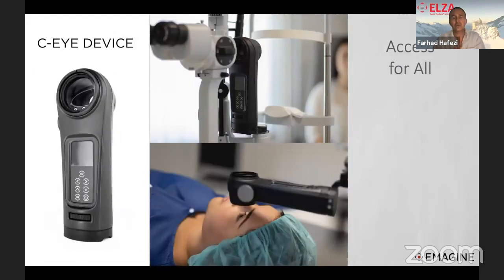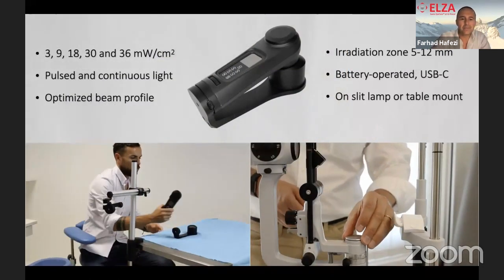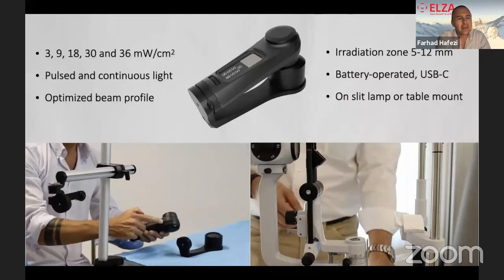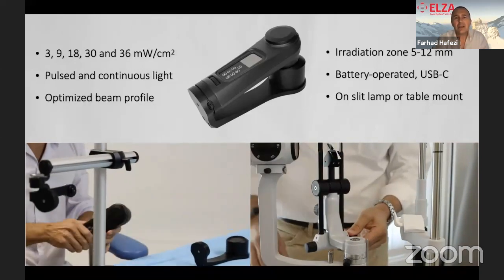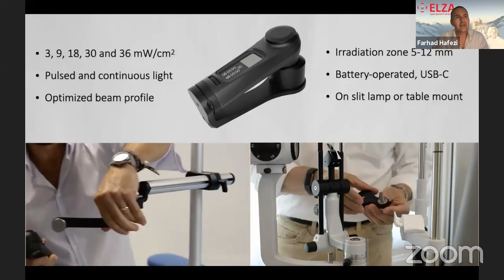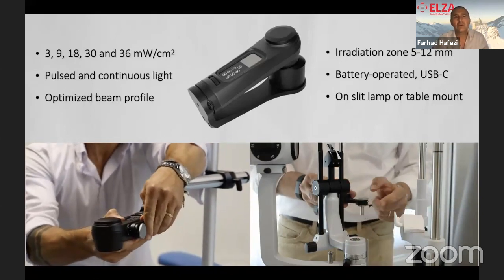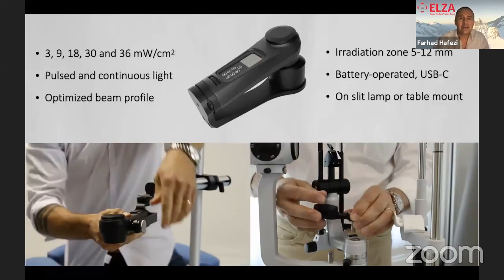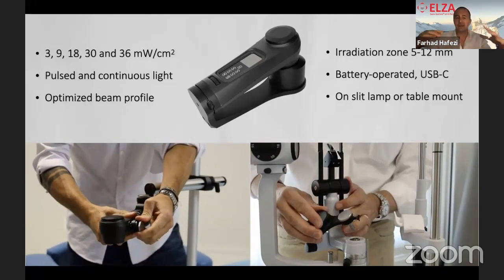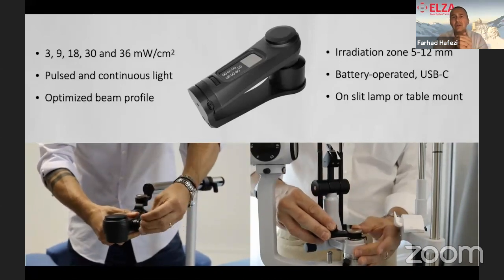Access for all, using cross-linking at the slit lamp or in the OR. Sorry for that. I hope you can still hear me, the microphone is still on. As you can see, we cover the entire range of intensities: 3, 9, I'm missing 15, 15 should be in there, 18, 30, and 36 milliwatts, continuous and pulsed light, with an optimized beam profile that gives more intensity in the periphery, and fully battery operated via USB-C.